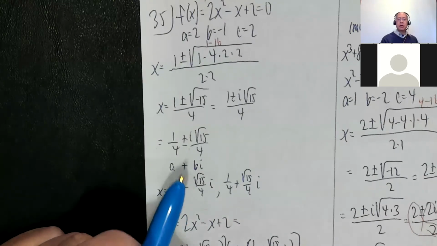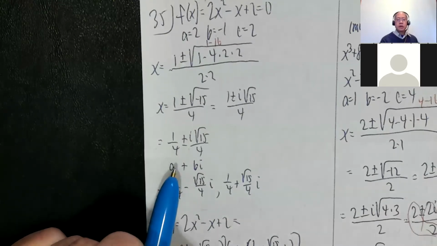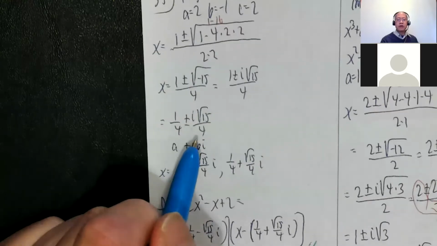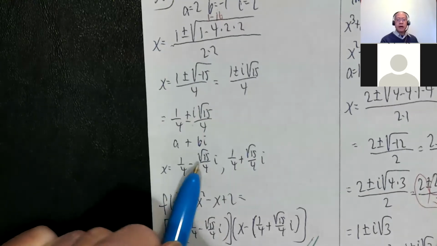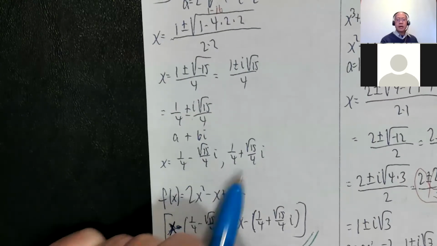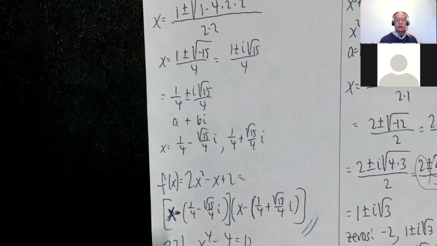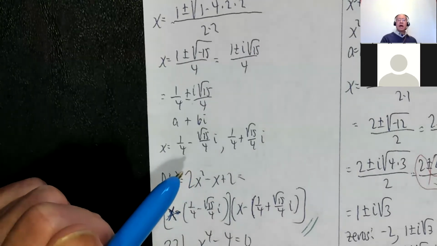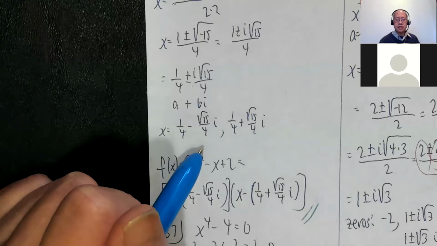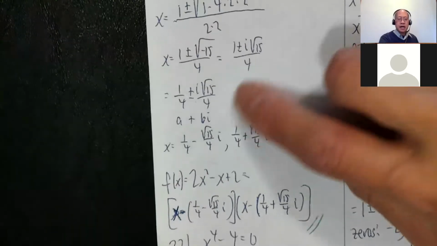All right, so my zeros are 1/4 plus or minus i radical 15 over 4. So x is 1/4 minus radical 15 over 4 i, and 1/4 plus radical 15 over 4 i. How do I write the factorization? Okay, same concept.